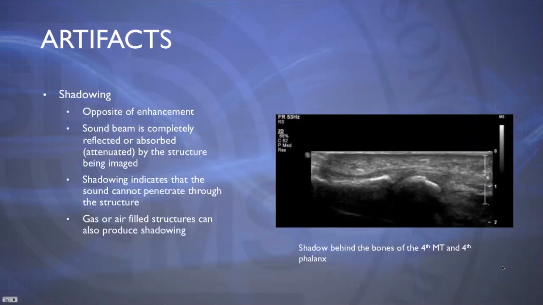Shadowing is the opposite of enhancement. This is where the sound beam is completely reflected or absorbed or attenuated by the structure being imaged, and shadowing indicates that the sound can't penetrate through the structure. We can also get shadowing when gas or air-filled structures are present. This example here is just showing shadow behind the bones of the fourth metatarsal and fourth phalanx. We can see that these bones right here are going to be hyperechoic on the surface, but then a lot of shadowing behind it.